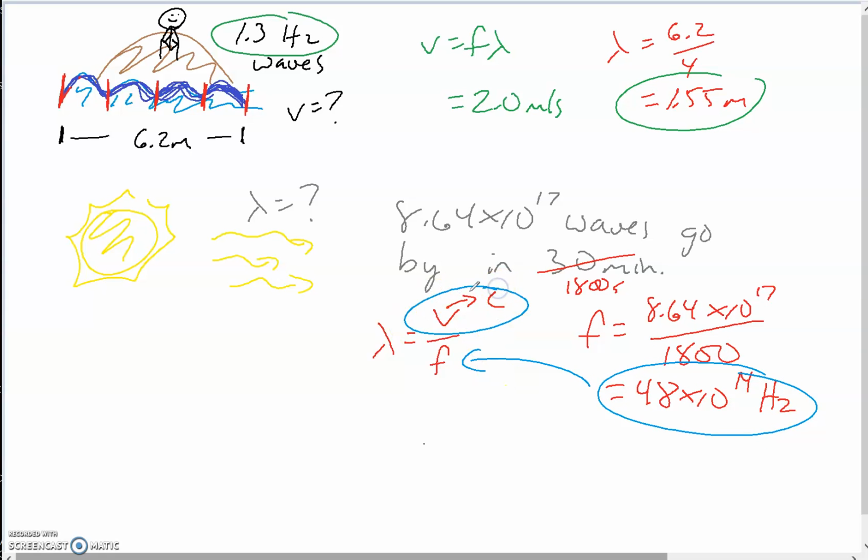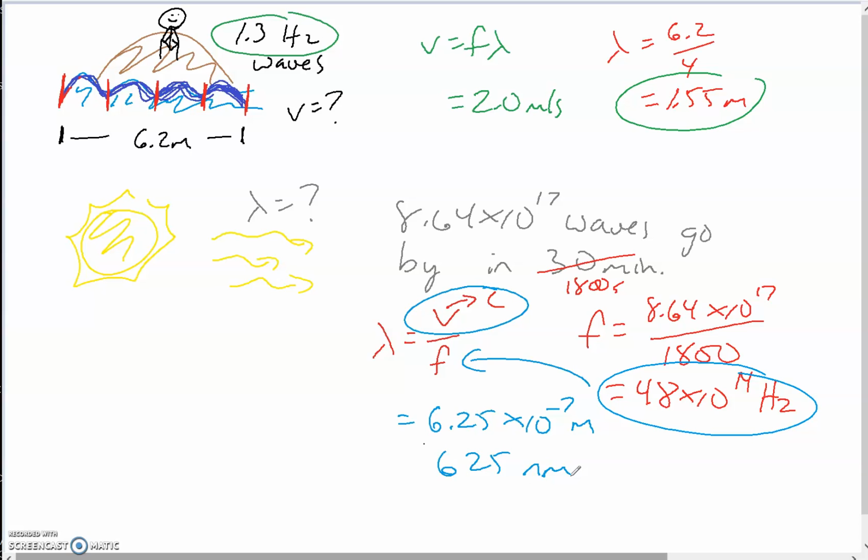The v would just be the speed of light in a vacuum, because we're talking about vacuum type stuff, and I can then calculate the wavelength, and of course wavelength for light can be really small. If we calculate it, we get about 6.25 times 10 to the negative 7 meters, or 625 nanometers, which is a really common way to talk about light.